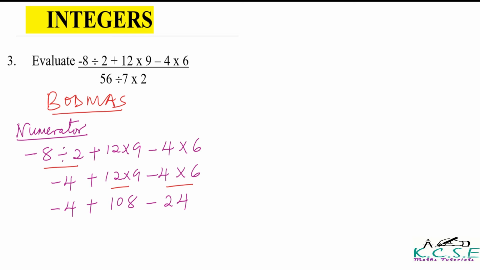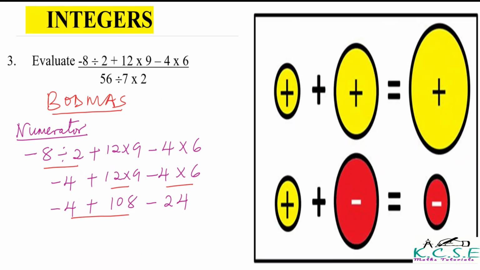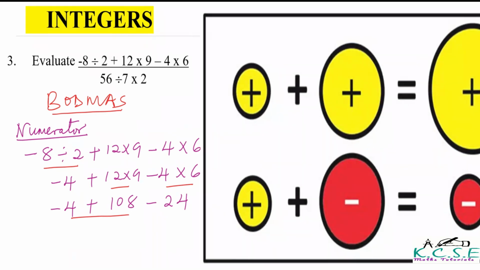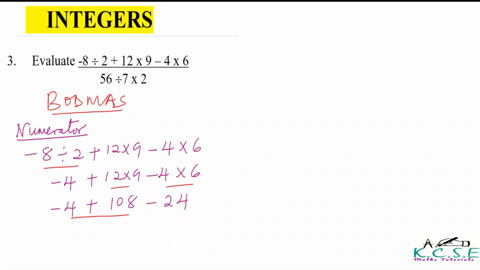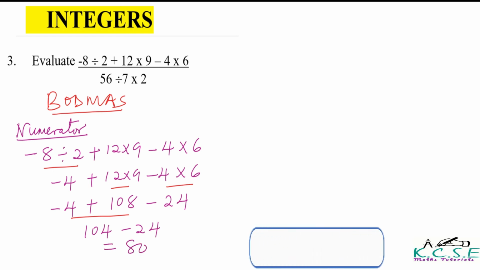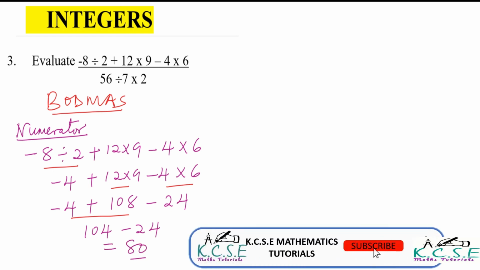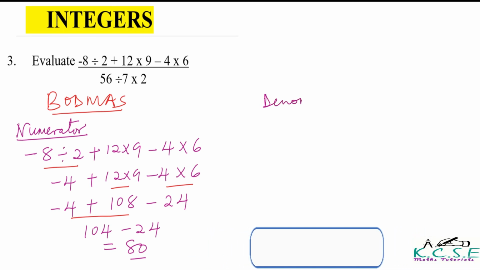So once you do that, we remain with two operations now, addition and subtraction. We start with addition and then we do subtraction. So when you work out these, you add first. Negative 4 plus 108, this will give 104 minus 24, and this gives 80. That is the numerator. Let's go to the denominator.